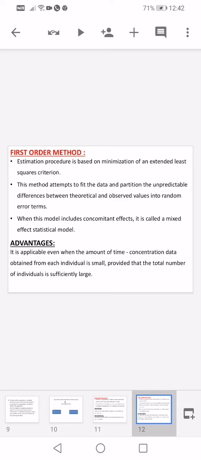The advantage of this method is that it is applicable when the amount of time-concentration data obtained from each individual is small, provided that the total number of individuals is sufficiently large. So in the case of this random method, we are going to take a group of population.